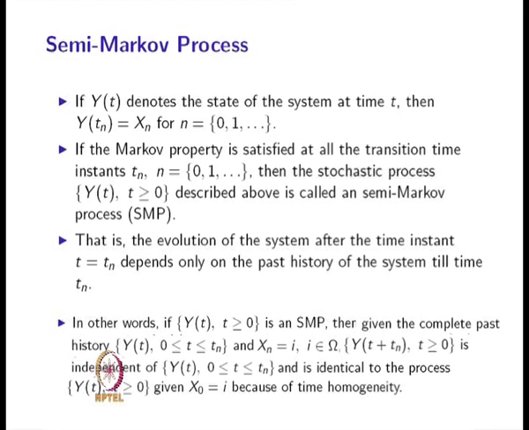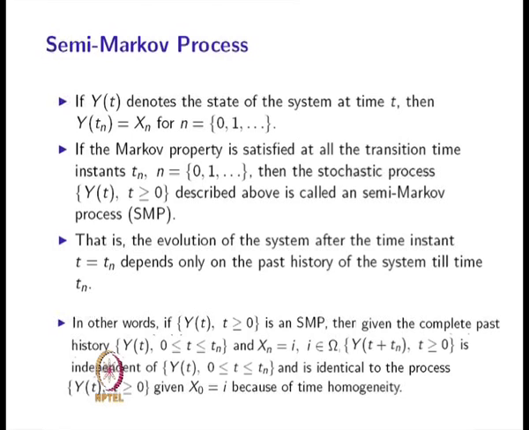In other words, if Yt is a semi-Markov process, then the process Y of t plus Tn is independent of the past. A semi-Markov process is thus a stochastic process in which changes of state occur according to a Markov chain, and in which the time interval between two successive transitions is a random variable whose distribution may depend on the state from which the transition takes place as well as on the state to which the next transition takes place.